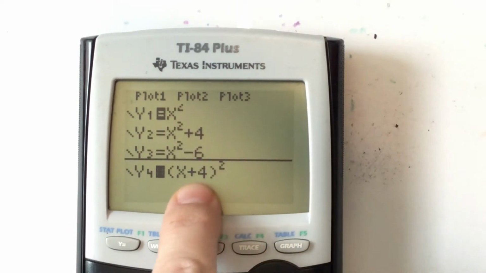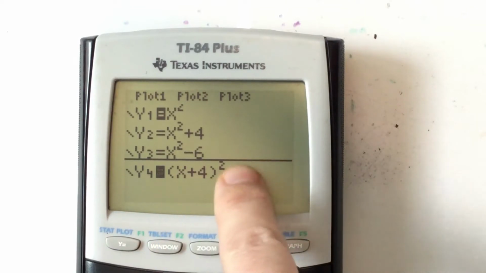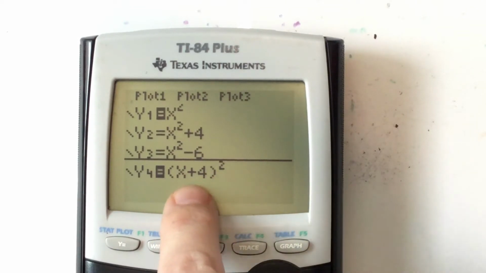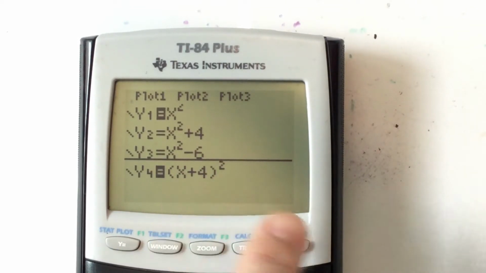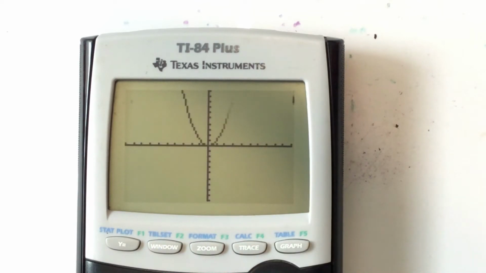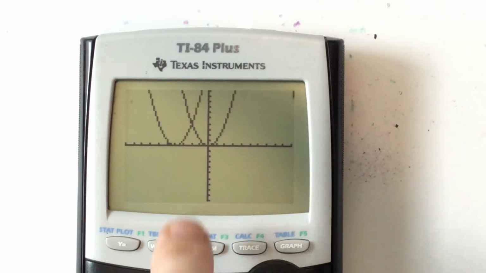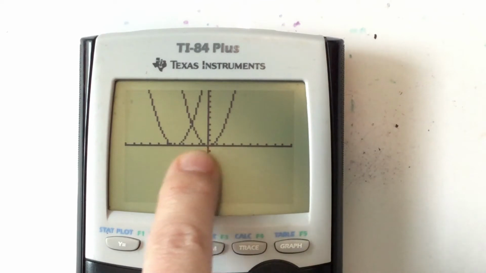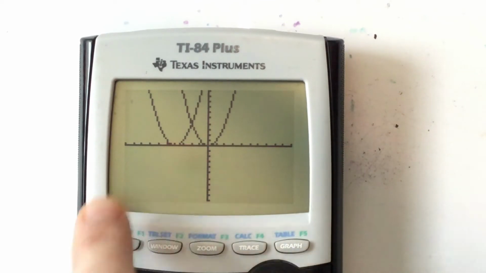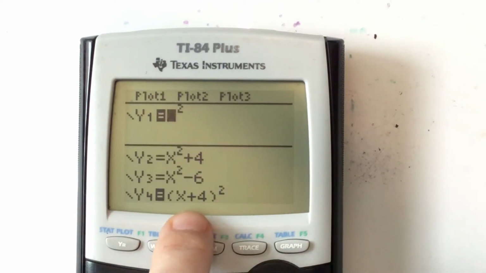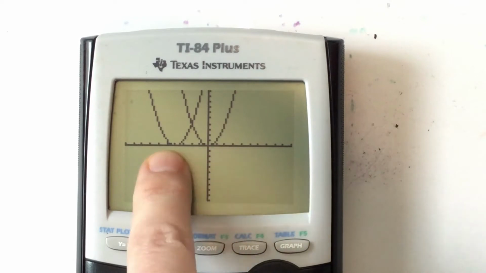All right, let's look at something different. What about a plus 4 in parentheses with the squared on the outside? So plus 4 in the parentheses. Let's see what that does. Interesting, the vertex went left 4. So when it's in the parentheses, it does the opposite of what you would think. So a plus in the parentheses makes it go left.